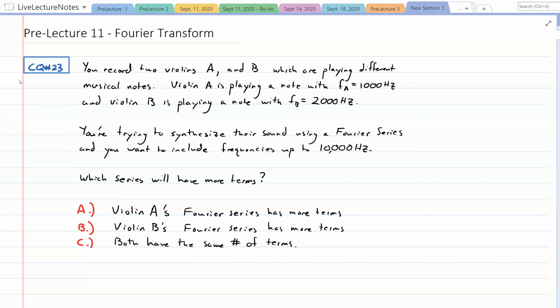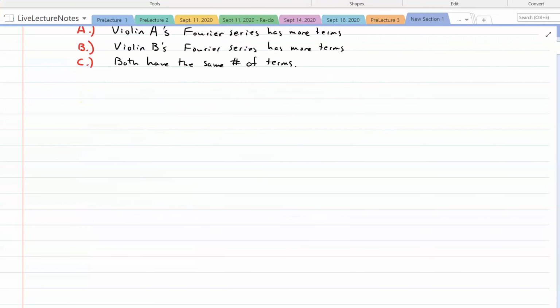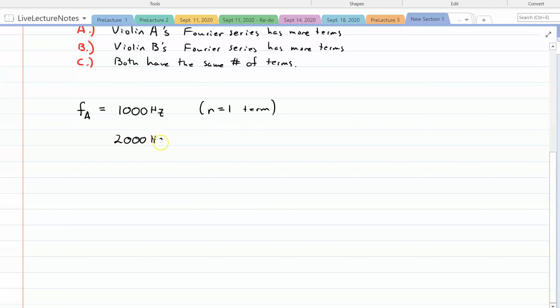Okay, so hopefully you have paused the video, you've thought about it, and you have an idea for which one of these has more terms in it. Let's work it out. Let's think about these two violins. The fundamental frequency of violin A is 1000 hertz. And that was the n equals 1 term in the Fourier series, right? And then remember that the other terms come in multiples of this, right? So the second harmonic was 2000 hertz. This is the n equals 2 term.